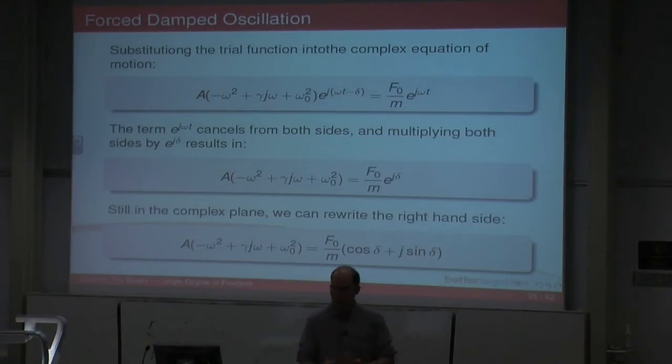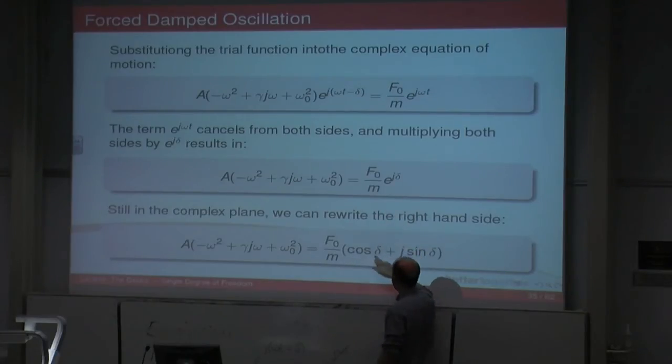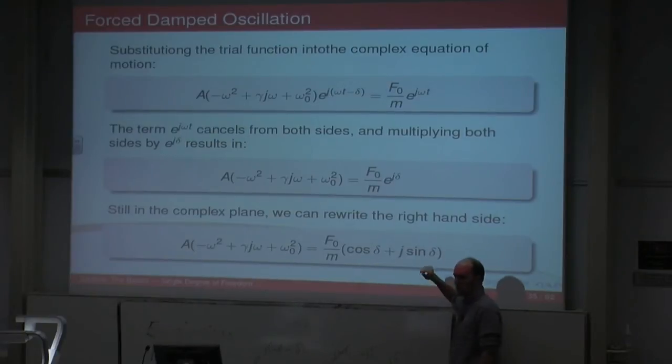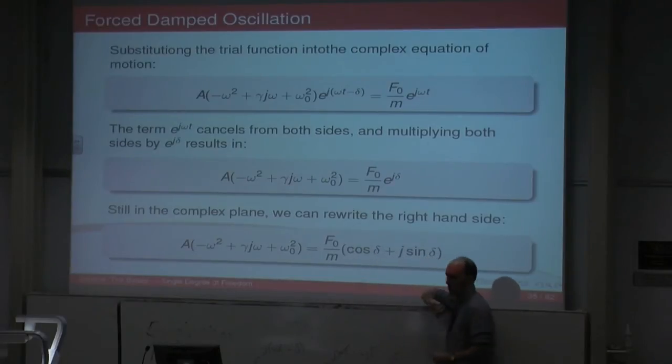And in the complex plane, we can separate this out. We know what that is, from last week, Euler's relationship. E to the power of j delta must equal cosine delta plus j sine delta. We covered that last week. So I'm just putting that back into its component form with a real part and an imaginary part.